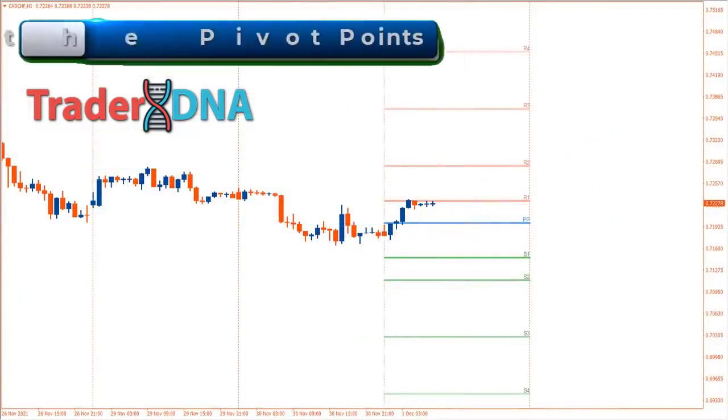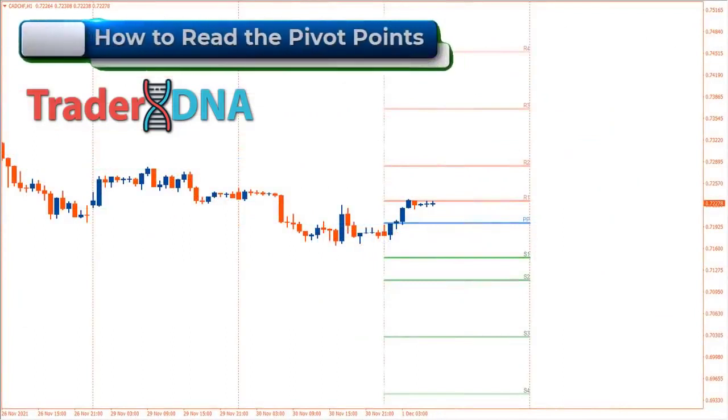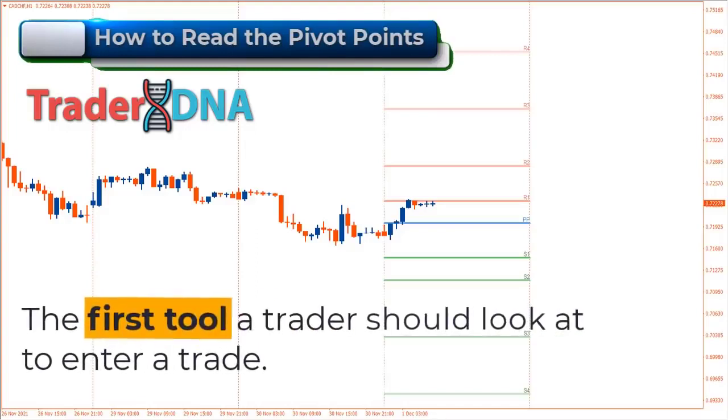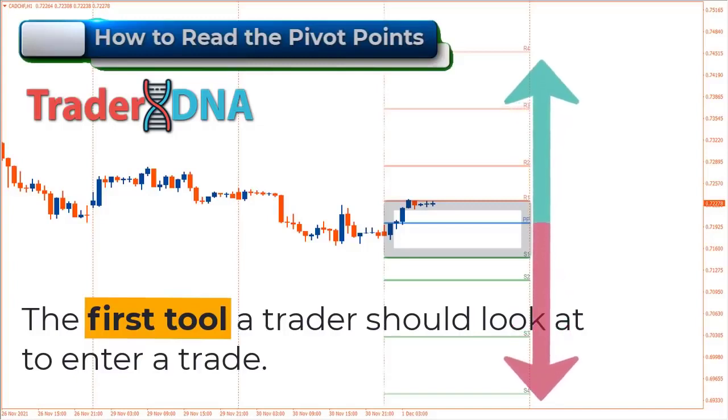And now, how to read the pivot points. Pivot points are one of the few leading indicators and should be the first tool a trader should look at to enter a trade. Only when prices reach a certain point will the trader be able to determine whether to go long or short and set his profit objectives and stops accordingly.